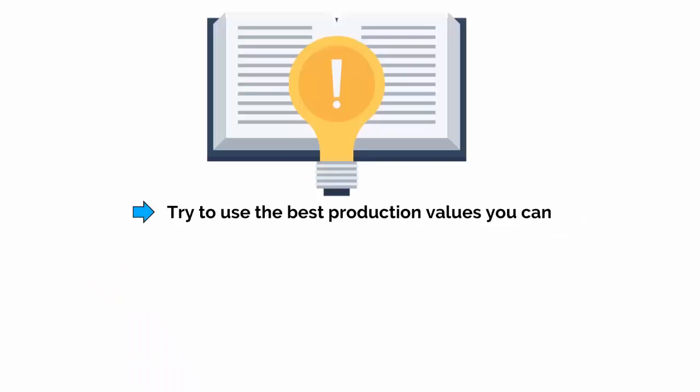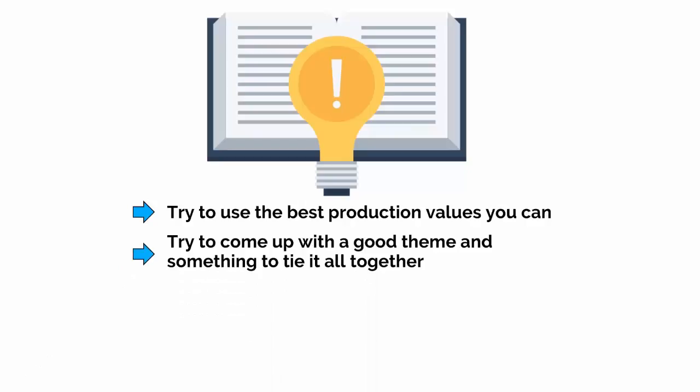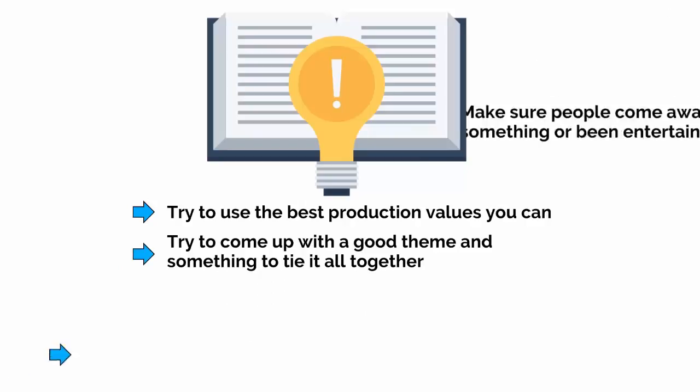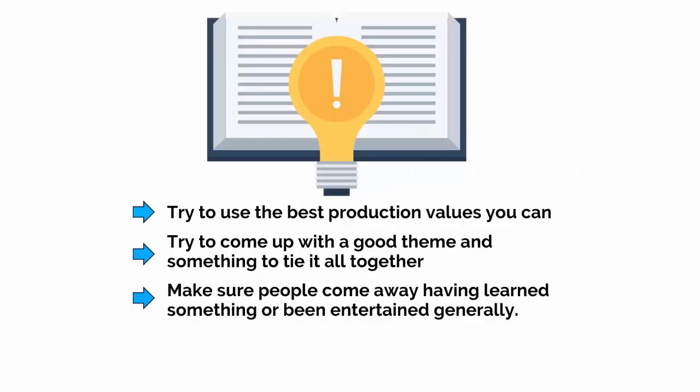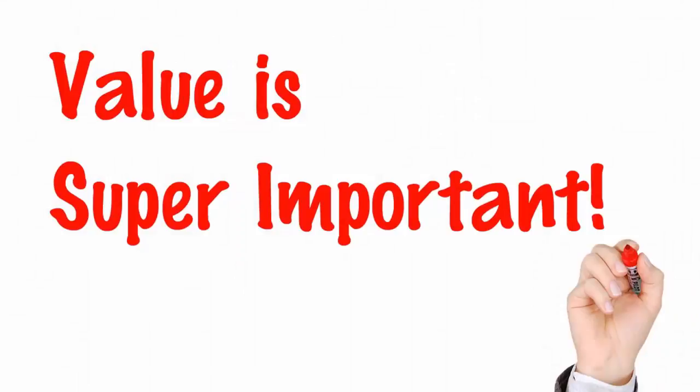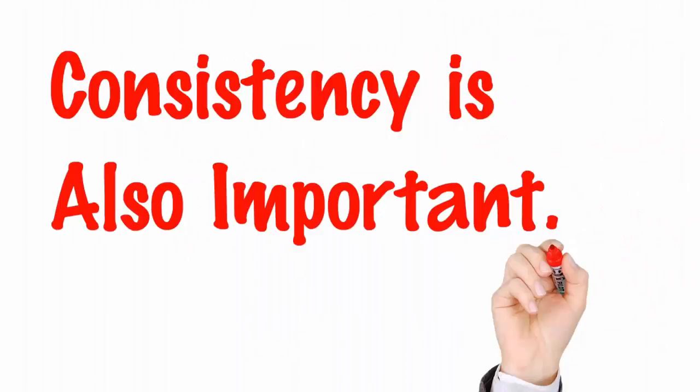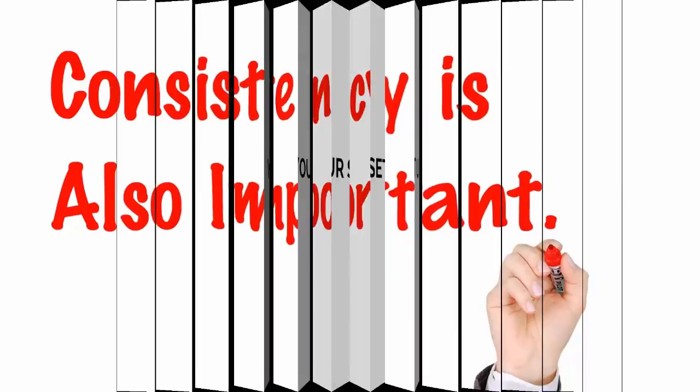of your niche. Try to use the best production values you can. Try to come up with a good theme and something to tie it all together. But most importantly, make sure people come away having learned something or been entertained generally. Value is super important because it's what will make people generally want to keep watching your content and what will make them want to look out for more content from you in future. Consistency is also important because if they enjoy one video, but then your next one is on a different topic or just isn't very good quality, they'll lose interest and look elsewhere.